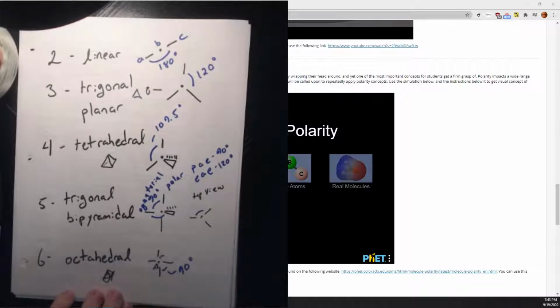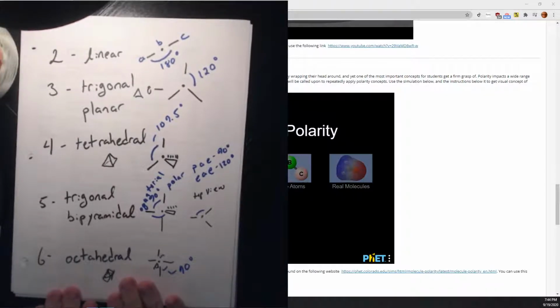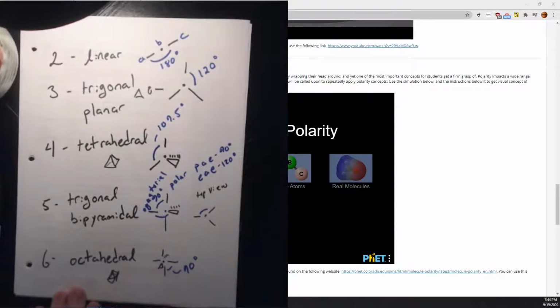So those are the 5 basic shapes that you're going to have to memorize. And yes, you will have to memorize them. You're not going to get any sort of chart for any of the tests with these names or bond angles or anything like that on there.